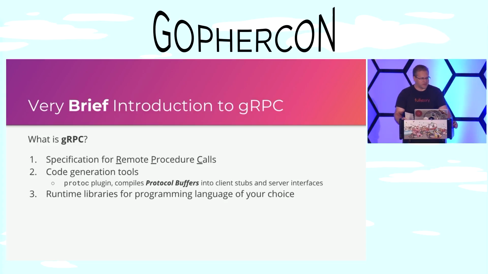It's also code generation tools. So there's a plugin or plugins for various languages. Obviously, we're interested in Go that generate Go code, server interfaces and client stubs from our protocol buffers. And there are runtime libraries. The gRPC runtime libraries for Go implement the client and server machinery, such as the persistent connections and the pluggable support for service discovery and load balancing for the client. And they also implement the transport protocol.